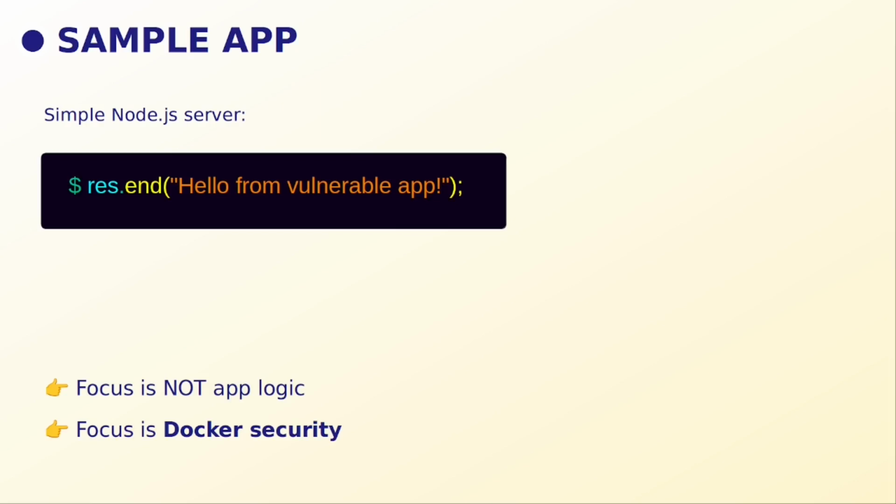Simple app. This application is very simple. It is just a Node.js server that returns hello from vulnerable app. We are not focusing on application logic here. Instead, our focus is entirely on Dockerfile security. This is important because in real-world projects, security issues come from infrastructure, not business logic.